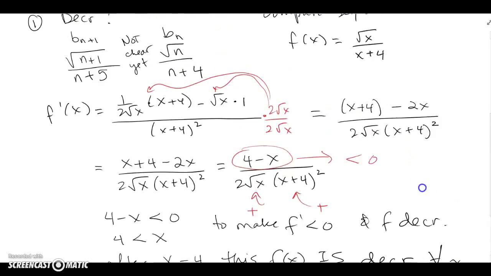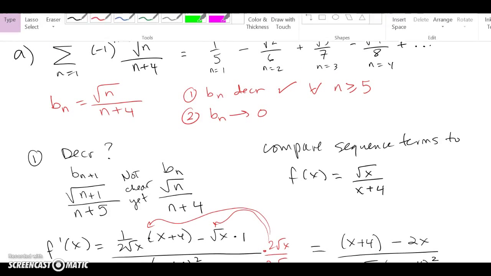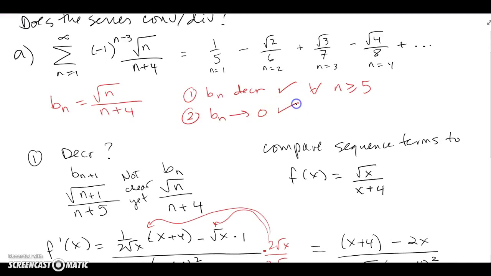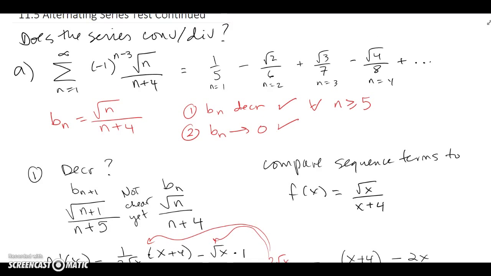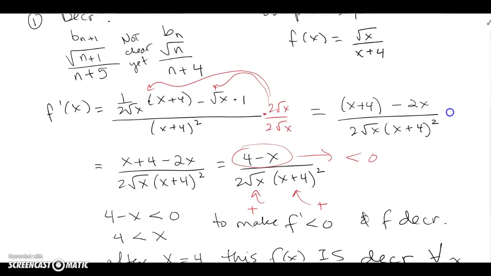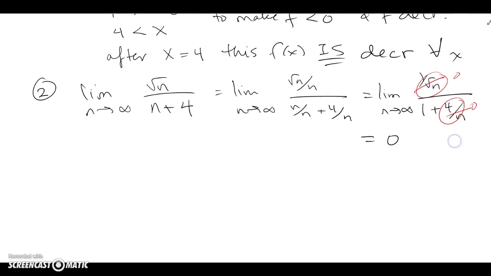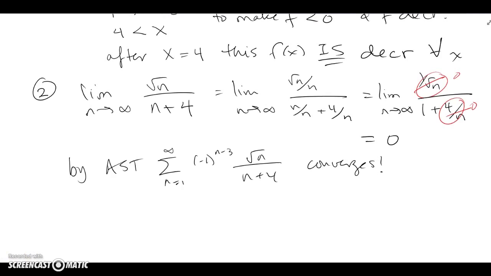So number 1 checked out for this alternating series. Number 2 checked out as well. Therefore, we can conclude that by the alternating series test, this series actually converges.